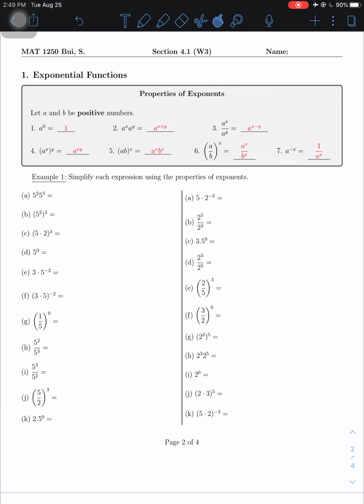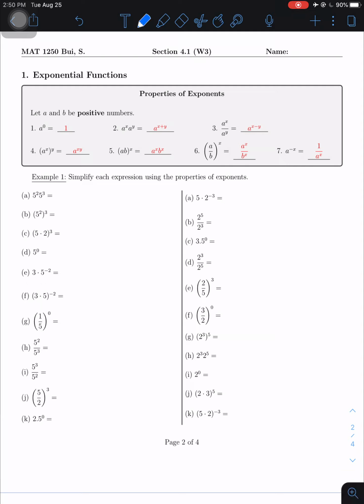Alright, so we have 7 rules in here. Properties of exponents. Let A and B be positive numbers, okay? And what do I mean by positive number? They have to be bigger than 0. For example, 2, 3, and 5, and so on, right? Let me double check with you really quick. Is -5 a positive number or no? I hope everyone will say no because -5 is a negative number. But if you have any question on that one, please let me know, okay?